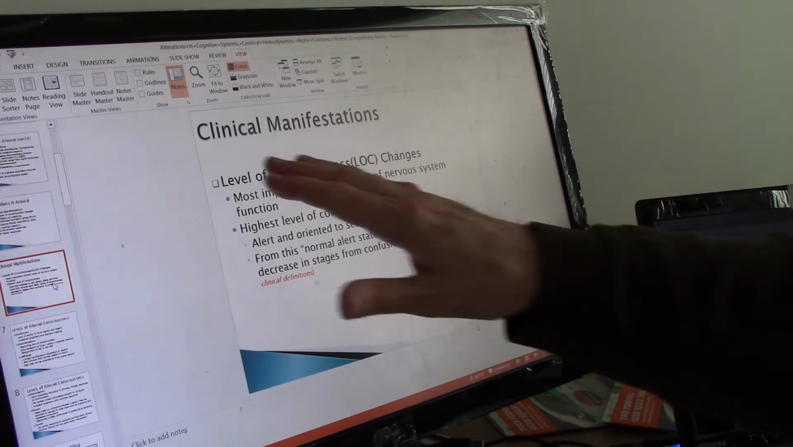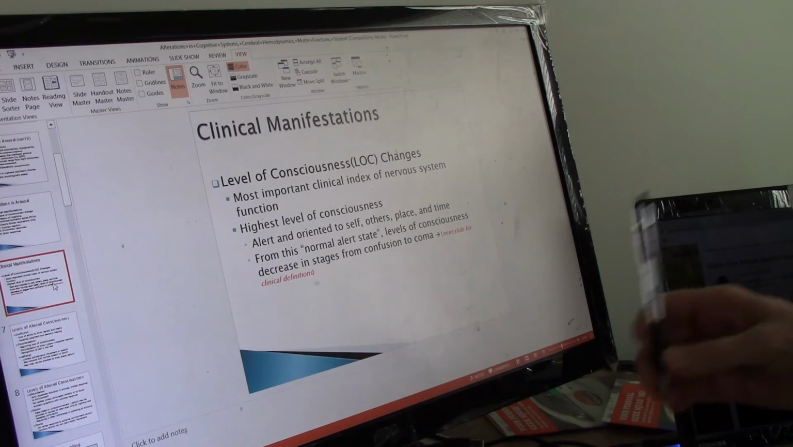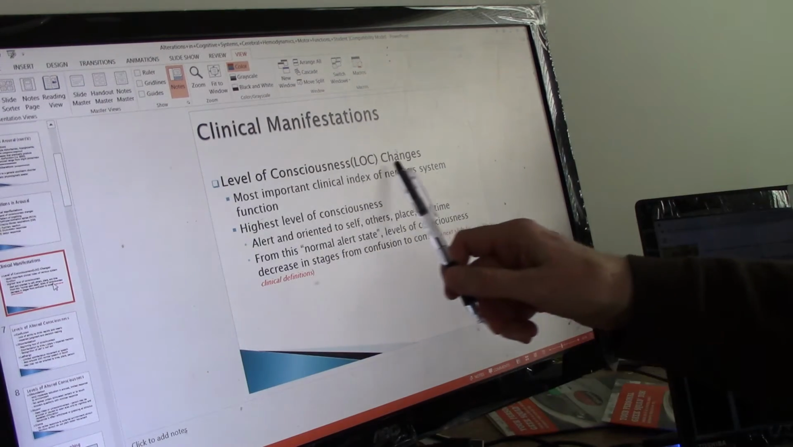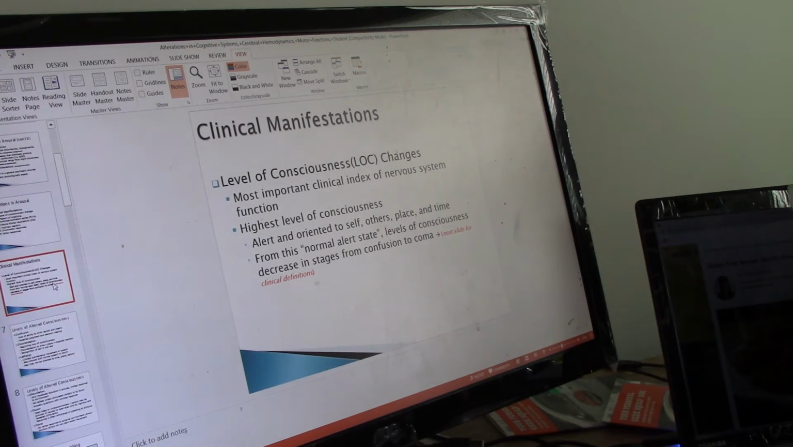Okay, now clinical manifestations. That's just a fancy term for what will you see in the clinic. When the patient comes to you in an outpatient office or in the hospital, what manifestations or symptoms are you going to see? And again, the level of consciousness is going to be that most important indicator that something's wrong.